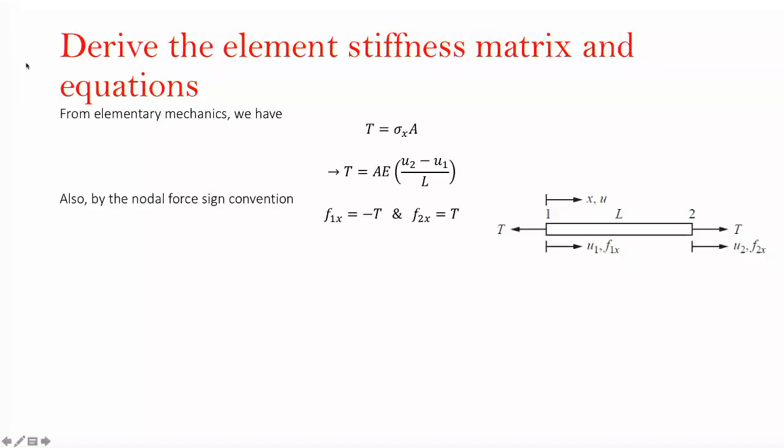So now, we want to know what's the relationship between f1x, f2x, and u1 and u2. We only need to substitute this equation into the equations for f1x and f2x. I'm going to give you a couple of minutes. Just try to write down the equations for f1x, f2x in terms of u1 and u2, and then write it down in matrix form and obtain the element K matrix.